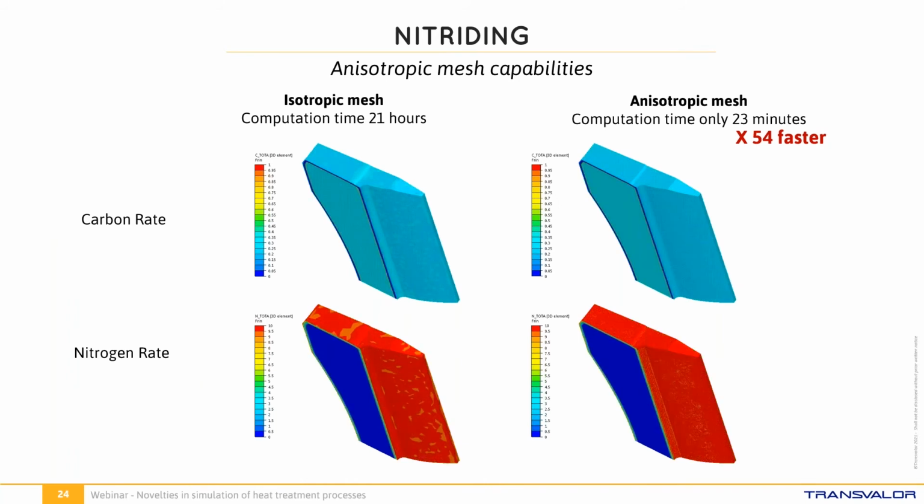By analyzing the carbon and nitrogen rate evolution here, we can check that the same result accuracy is obtained with both isotropic and anisotropic mesh. And we can notice that with the anisotropic mesh, it took just 23 minutes to make this computation on 6 cores, whereas we need 21 hours to make this computation with the isotropic mesh.